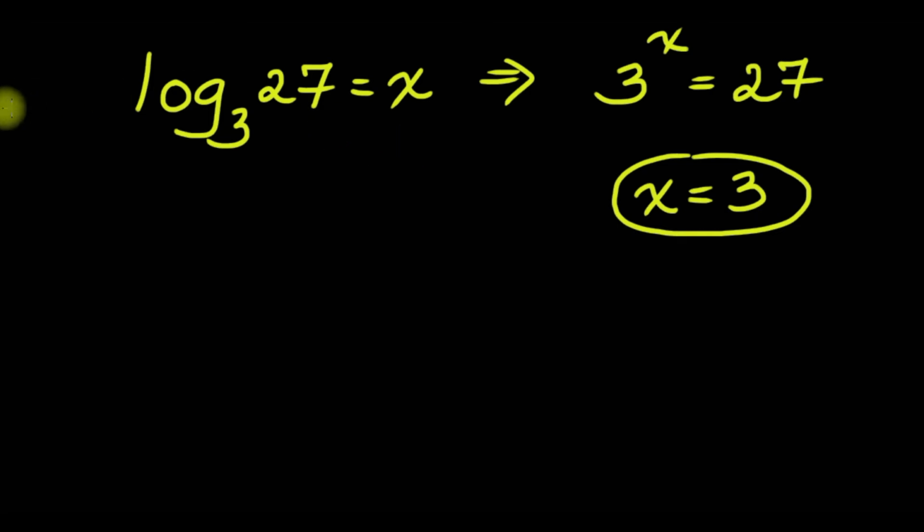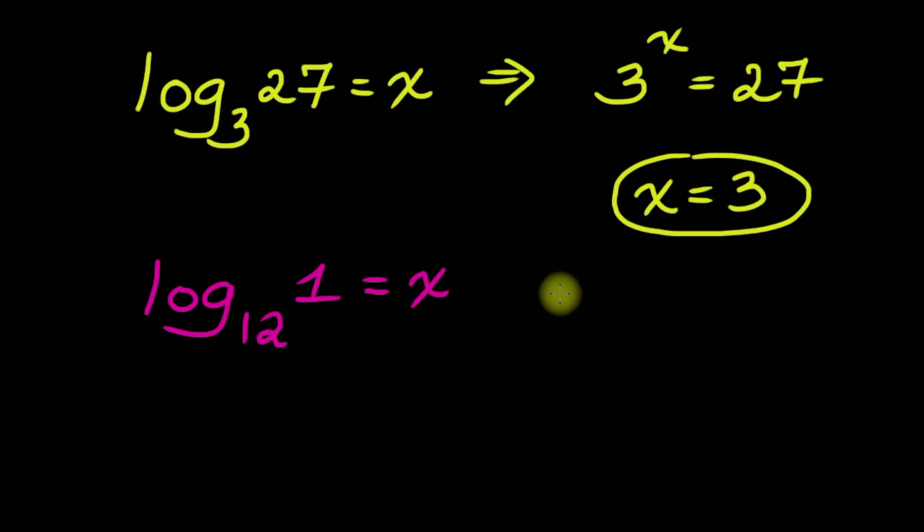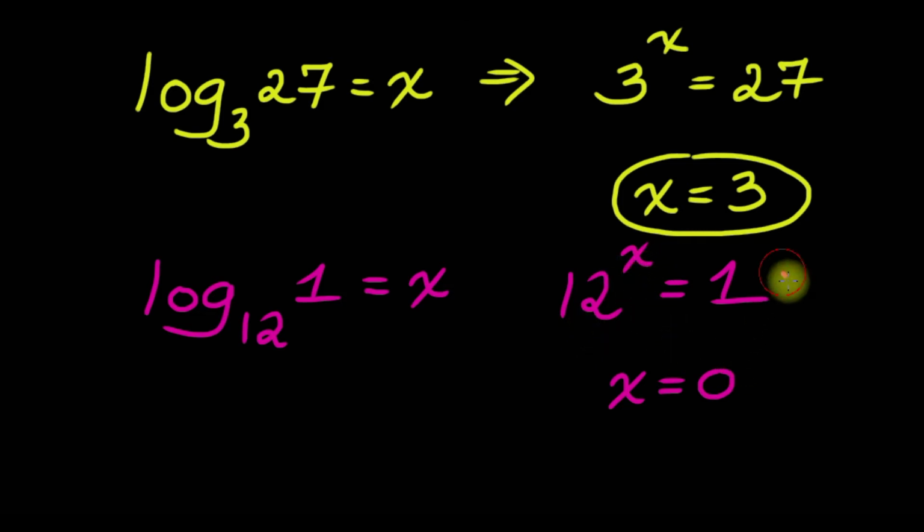Let's take a look at another one. Here we have log base 12 of 1. Again, we're looking to evaluate this, and we're looking for the exponent. So 12 to what power x is 1? We know that x is going to be 0 because any number to the 0 power is going to be 1. So x is 0.